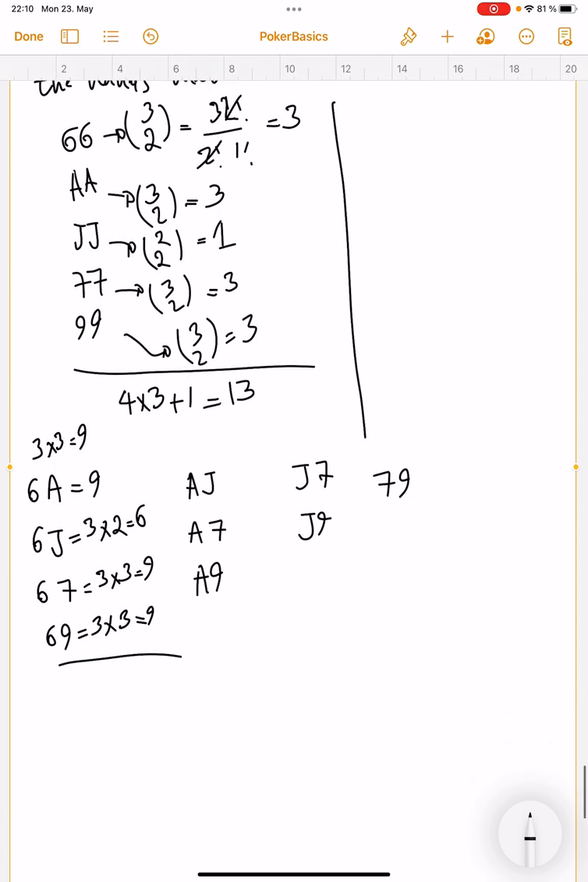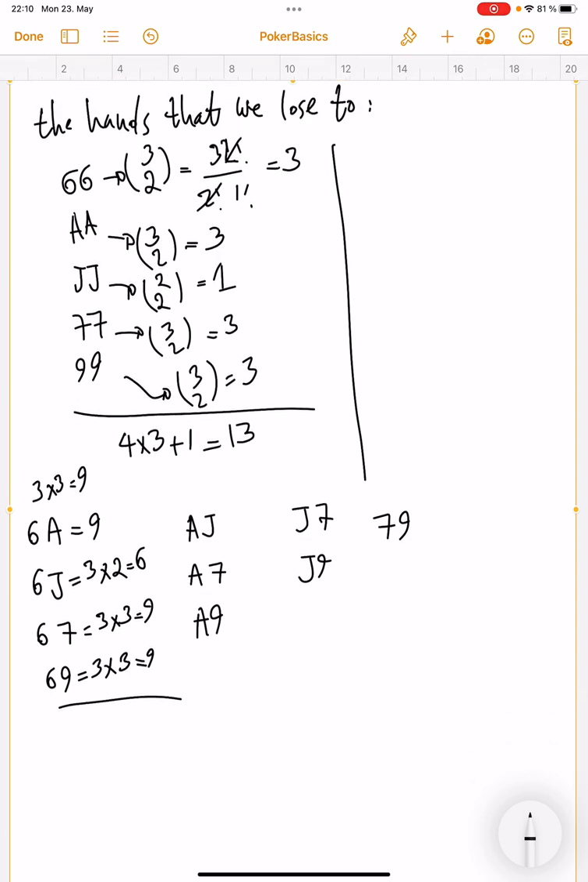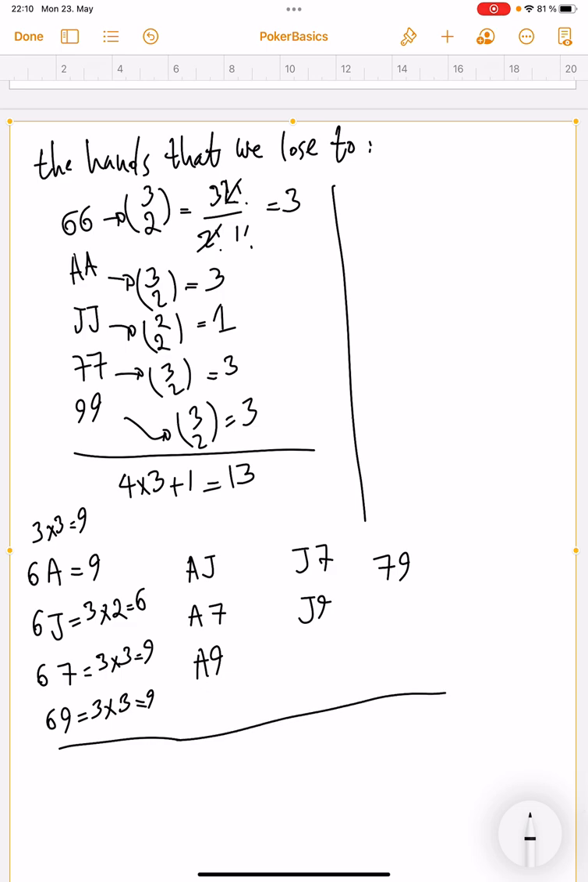So maybe in the end we make the summation, all the summations. Aces we have 3, jacks we have 2, this will be 6. Aces we have 3, 7s we have 3, this will be 9. Aces we have 3, 9s we have 3, this will be also 9. This is 2 times 3 because jack is only 2 left, and this is also 2 times 3, this is 6, this is 6. 7 and 9 are also 3 times 3 or 9.